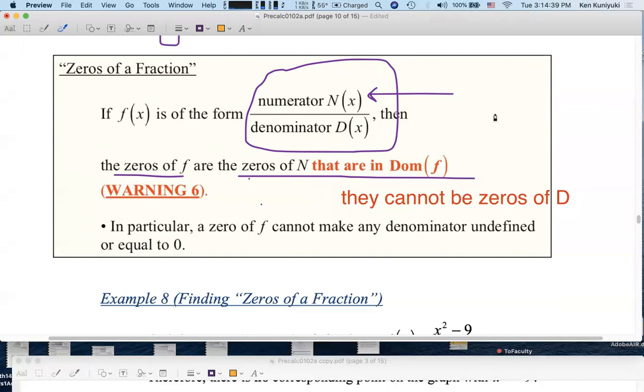So in a typical setup, you want to find values for x that will make the top 0, but not the bottom. Although there could be other domain issues, like if you're dealing with tangent of x or something. But for a typical algebraic function, you get zeros if the top is 0 and the bottom is not.